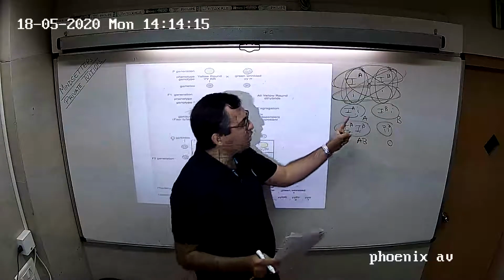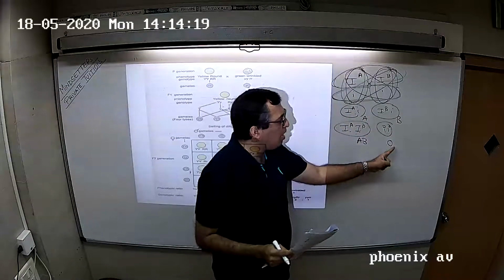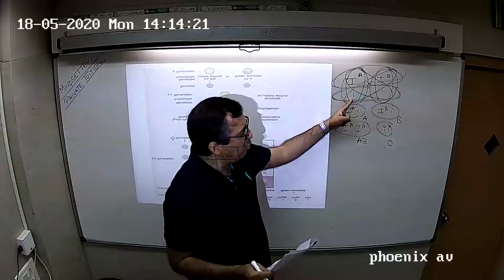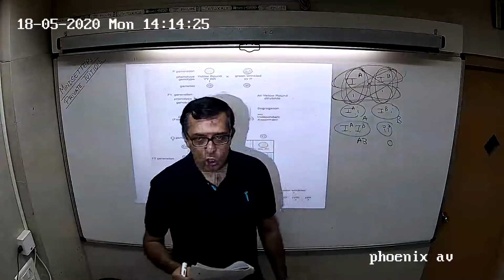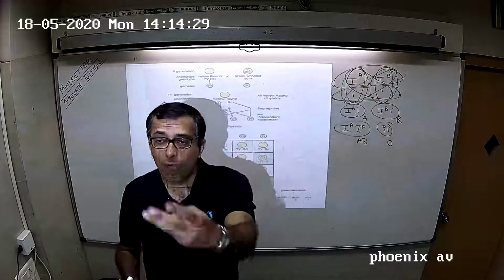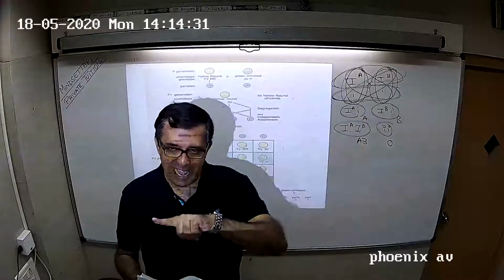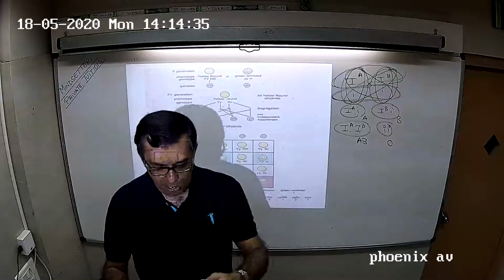So when will a child have A group, B group, AB group, O group? When both parents are heterozygous for A group or heterozygous for B group. So a parent heterozygous for A group and B group can have all types of children, A group, B group, AB group and O group. Nice question, mark as important.